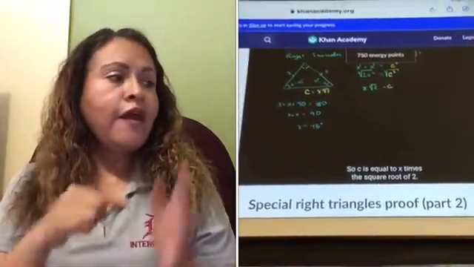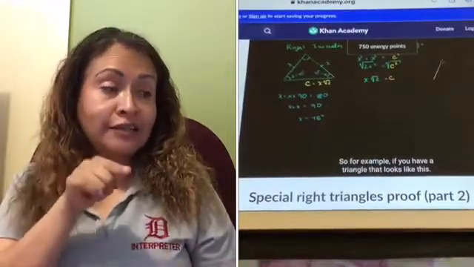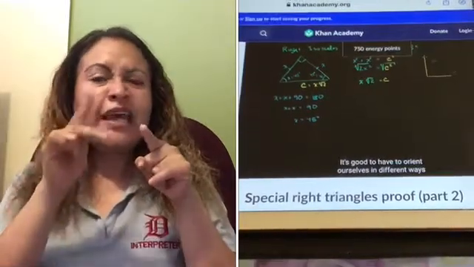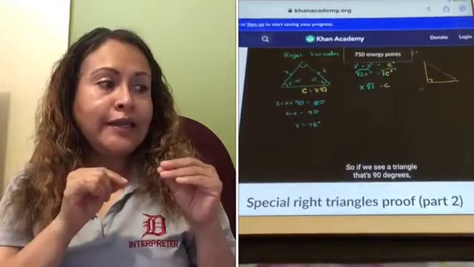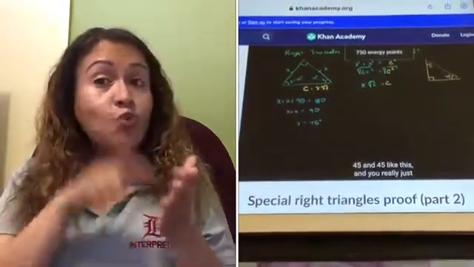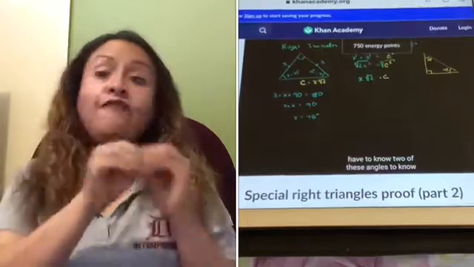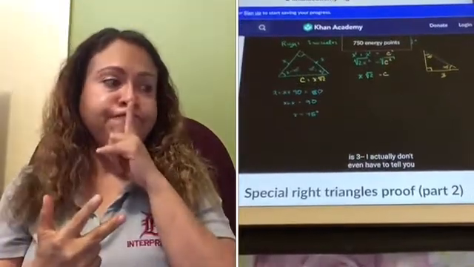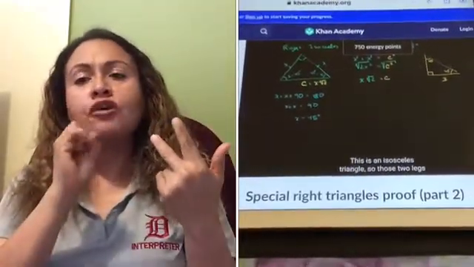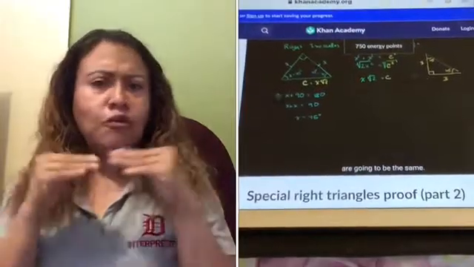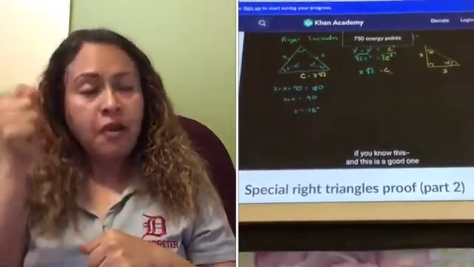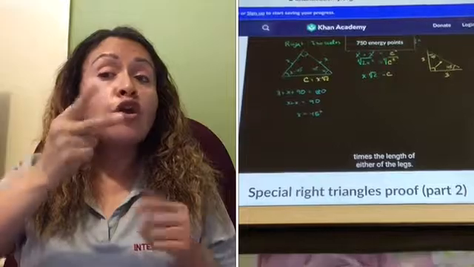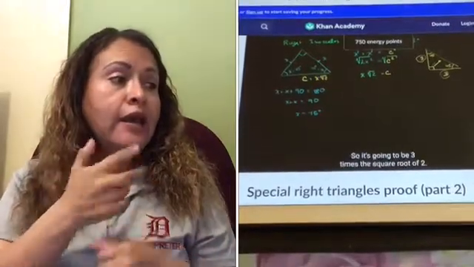So for example, if you have a triangle that looks like this, let me draw it a slightly different way. It's good to orient ourselves in different ways every time. So if we see a triangle that's 90 degrees, 45, and 45 like this, and you really just have to know 2 of these angles to know what the other one is going to be. And if I tell you that this side right over here is 3, I actually don't even have to tell you that this other side is going to be 3. This is an isosceles triangle, so those 2 legs are going to be the same. And you won't even have to apply the Pythagorean theorem if you know this, and this is a good one to know, that the hypotenuse here, the side opposite the 90-degree side, is just going to be square root of 2 times the length of either of the legs. So it's going to be 3 times the square root of 2.